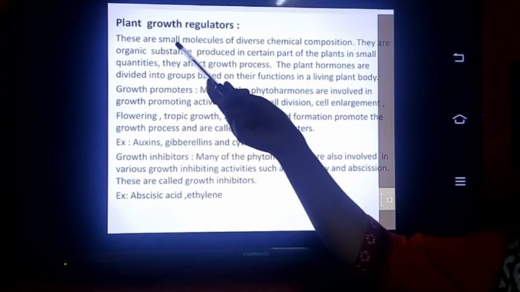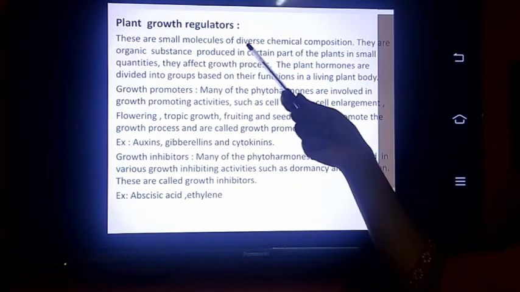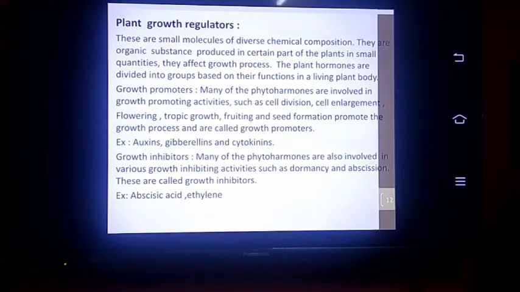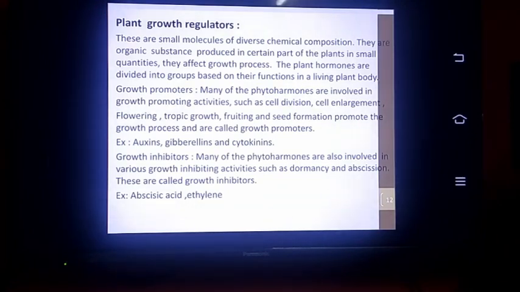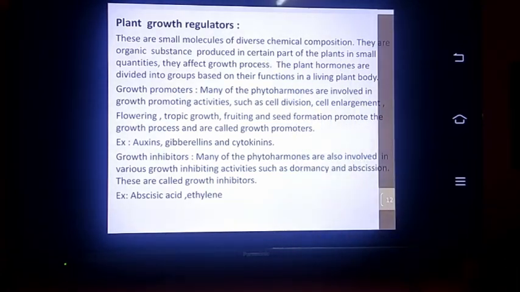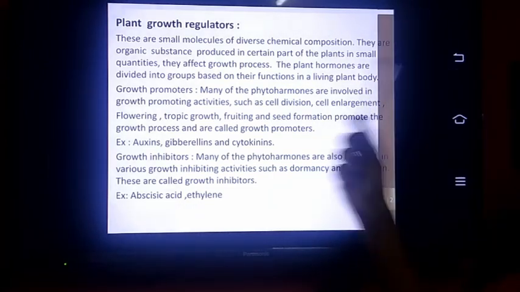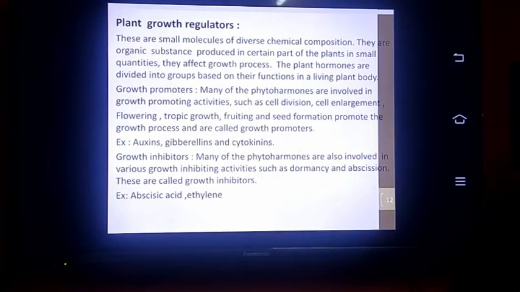These are small molecules of diverse chemical composition. They are organic substances produced in certain parts of the plants. In small quantities, they affect growth processes.